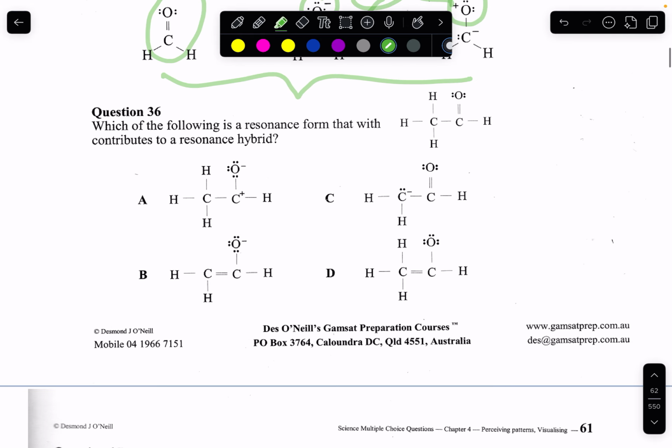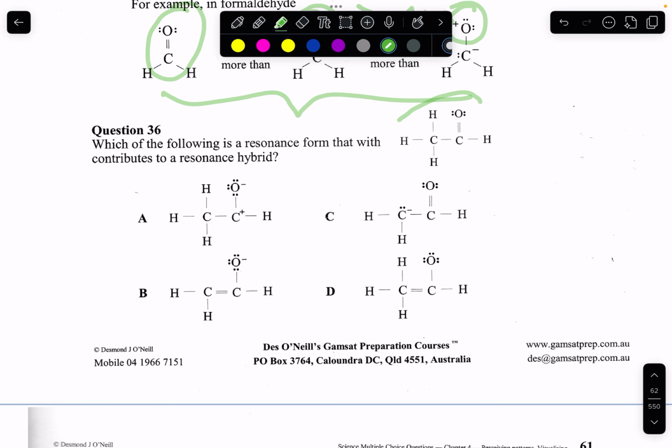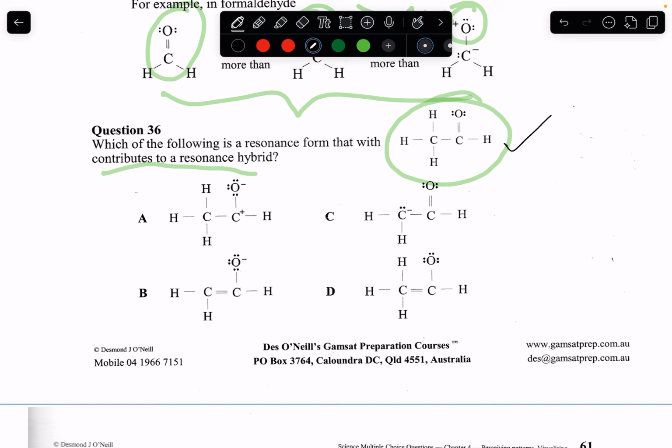So in the 36th question, we have this structure and the question is which of the following is a resonance form that will contribute to the hybrid. So you have to figure out which one is a resonance form of this given compound. We have done this already. Whenever we have C double bond O, we know that it can break like C plus and O minus. So C plus O minus is only in option A. Clear?